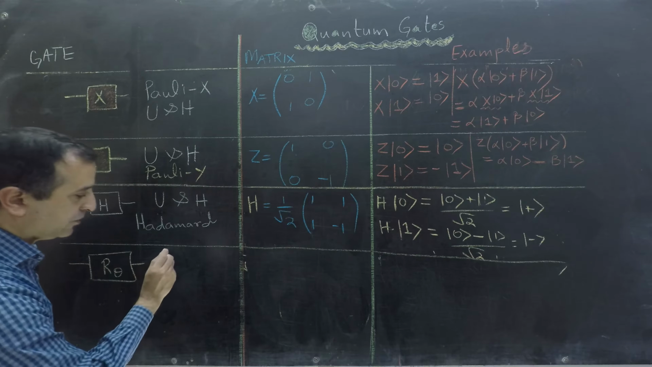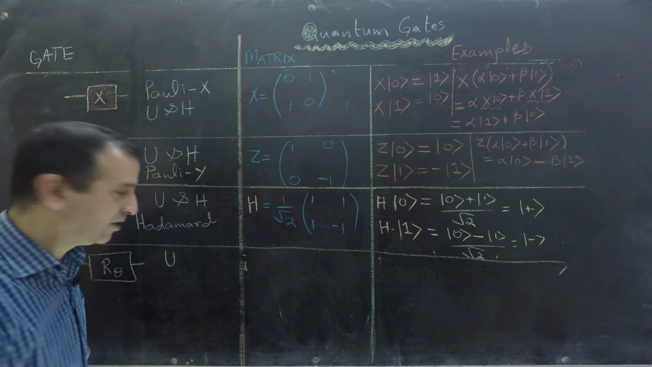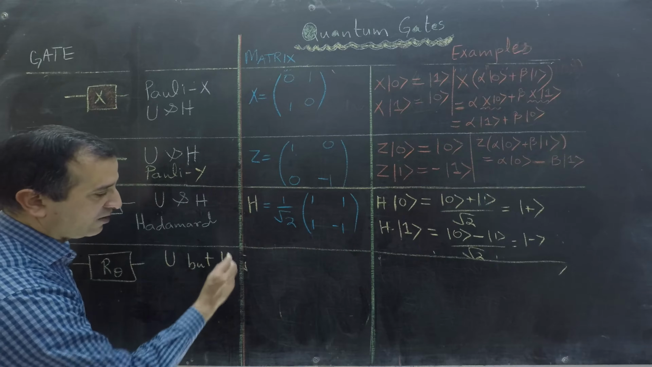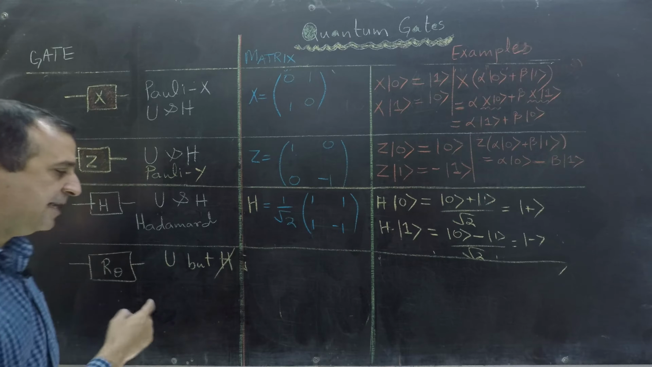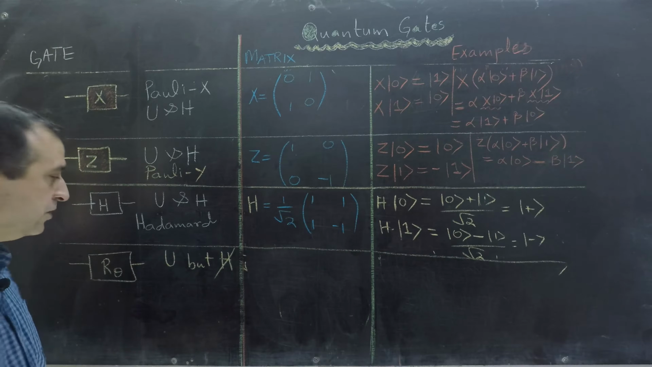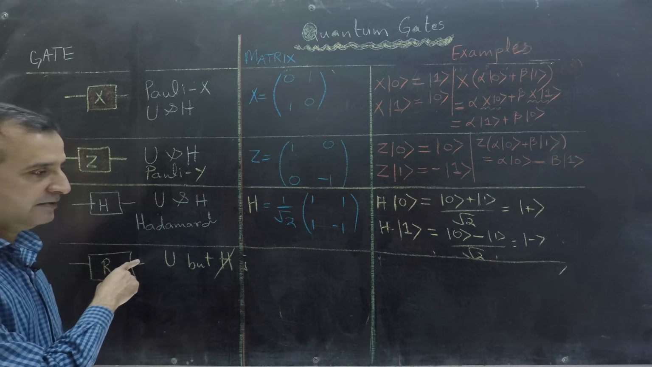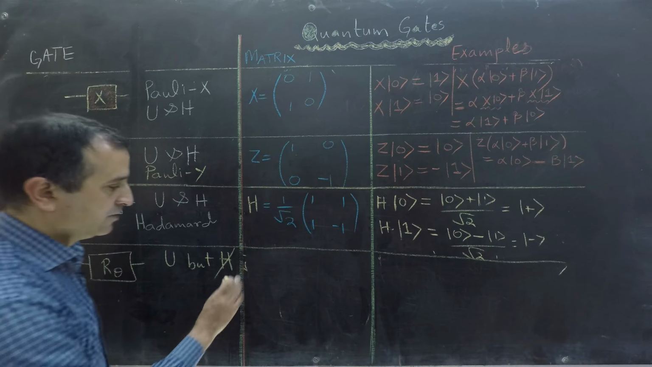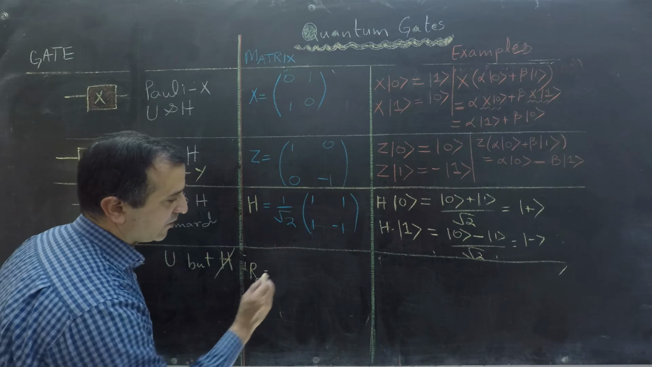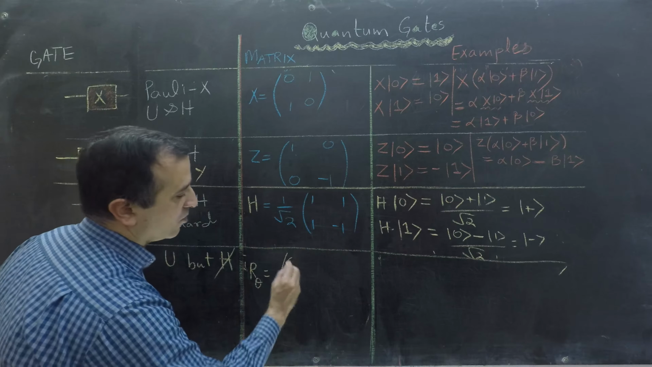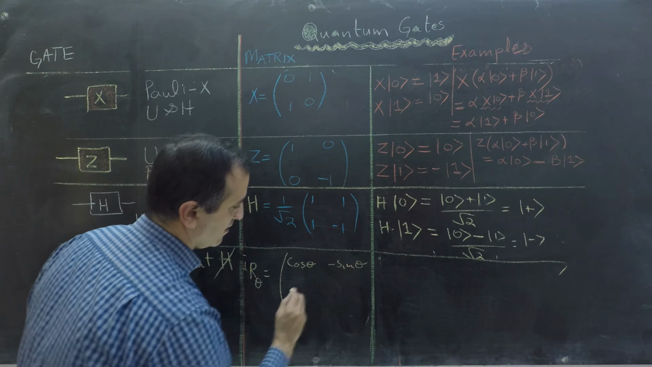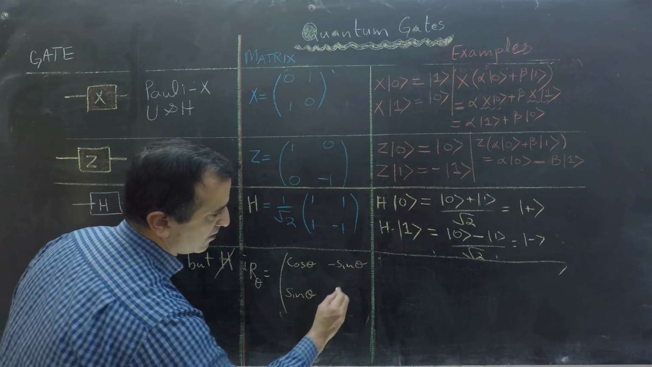So this is a unitary gate, like all the quantum gates must be unitary, but not Hermitian. So this gate is not the reverse of itself. If you have to find the reverse of this gate, you have to take the conjugate transpose of this matrix, then you can get the reverse of this gate. So R theta is rotation in two dimensions, and this equals cos theta, minus sine theta, sine theta, cos theta.